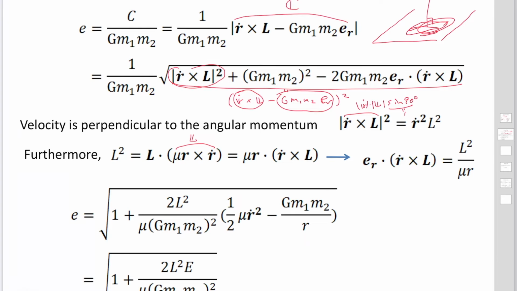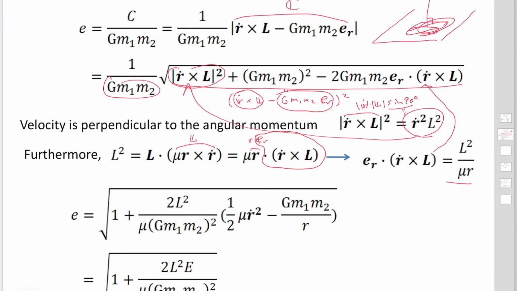And we use a triple scalar product. Then it becomes mu r dot cross L. So this is r e r. Then you can express the mu r. This term is expressed as L squared over mu r. Then you can substitute this here. And then r dot here, the first term. Then e, the eccentricity, can be expressed divided by G m sub 1.